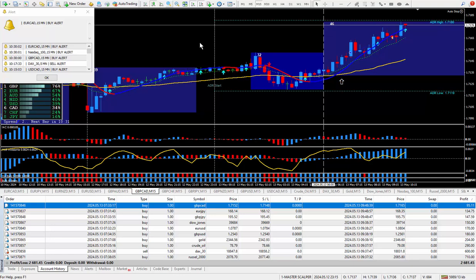Also, many of these indicators, they're all my custom indicators, and if you have the alert turned on, you'll get an audio sound, and you'll get this pop-up box here suggesting either to buy or to sell.